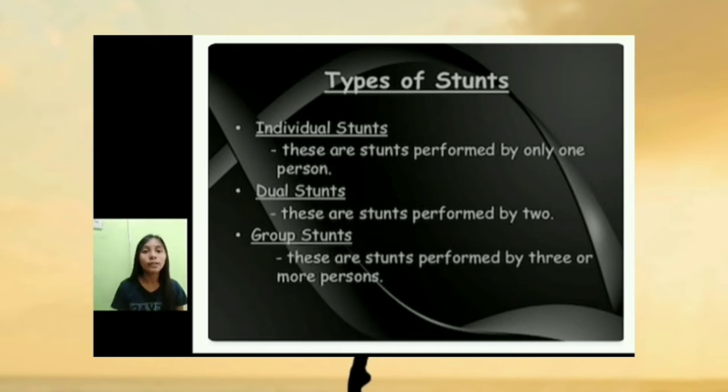So individual stunts, these are stunts performed by only one person, from the word individual. So it is performed by one person only. Dual stunts, these are stunts performed by 2. Then group stunts, these are stunts performed by 3 or more persons.